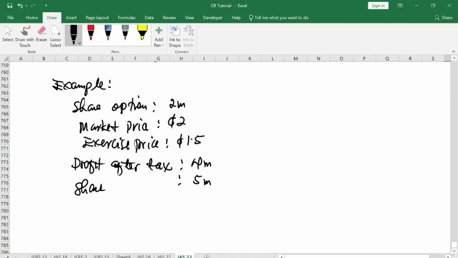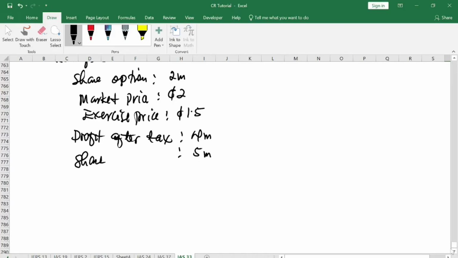So here they decided to give them a share option, and the market price at the time is 2 cedis. They have the option to buy this share at this price, 1.50. So this is equity settlement: they decided to give them the share at a reduced price. So here, how do we go about this one?